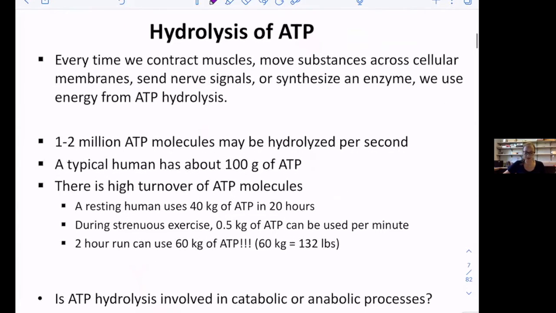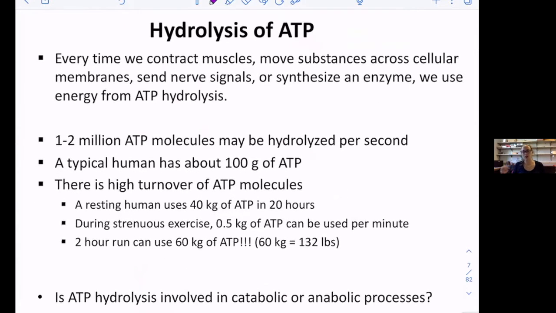So the hydrolysis of ATP. Where does this happen? Let's say we contract our muscles. A lot of us are into exercising or helping people exercise. Every time we contract our muscles, or we move substances across cellular membranes, or we send a nerve signal, or we synthesize an enzyme or a protein, anything that our body has to use energy for gets its energy from ATP hydrolysis.